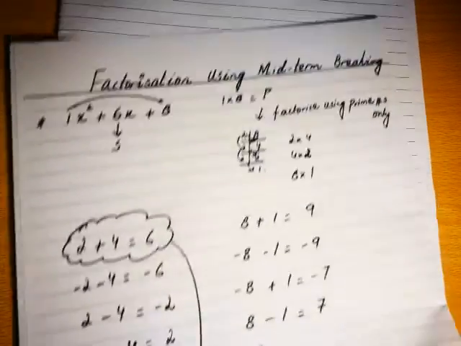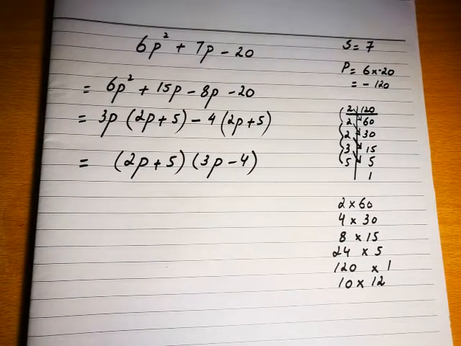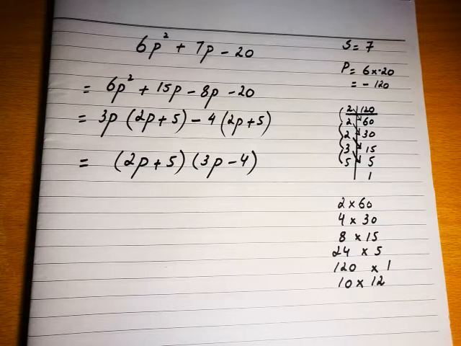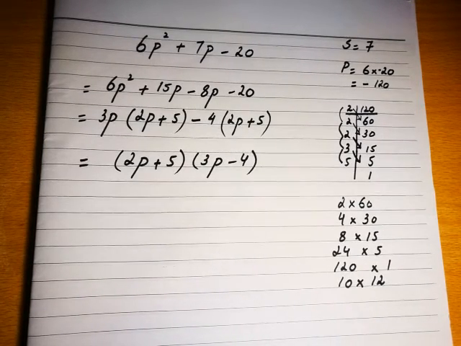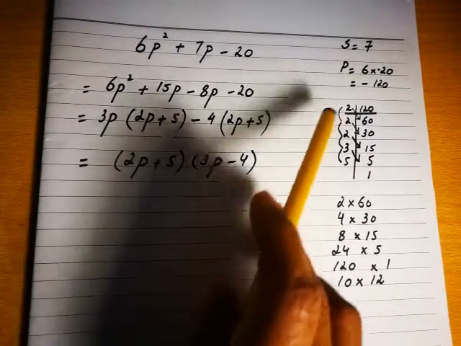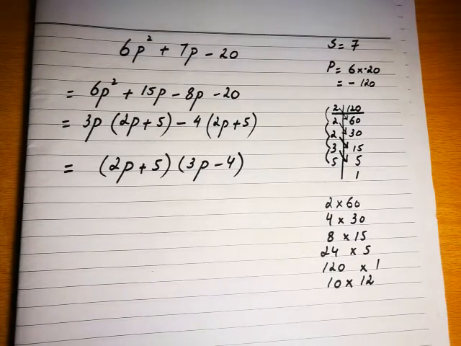Let's do more examples. Now, in this question, I'm giving you 6p² plus 7p minus 20. So S is positive 7. It means the bigger value will be positive. And P is 6 times minus 20, that is minus 120. You're going to take 120 and factorize it. Prime factorization only.